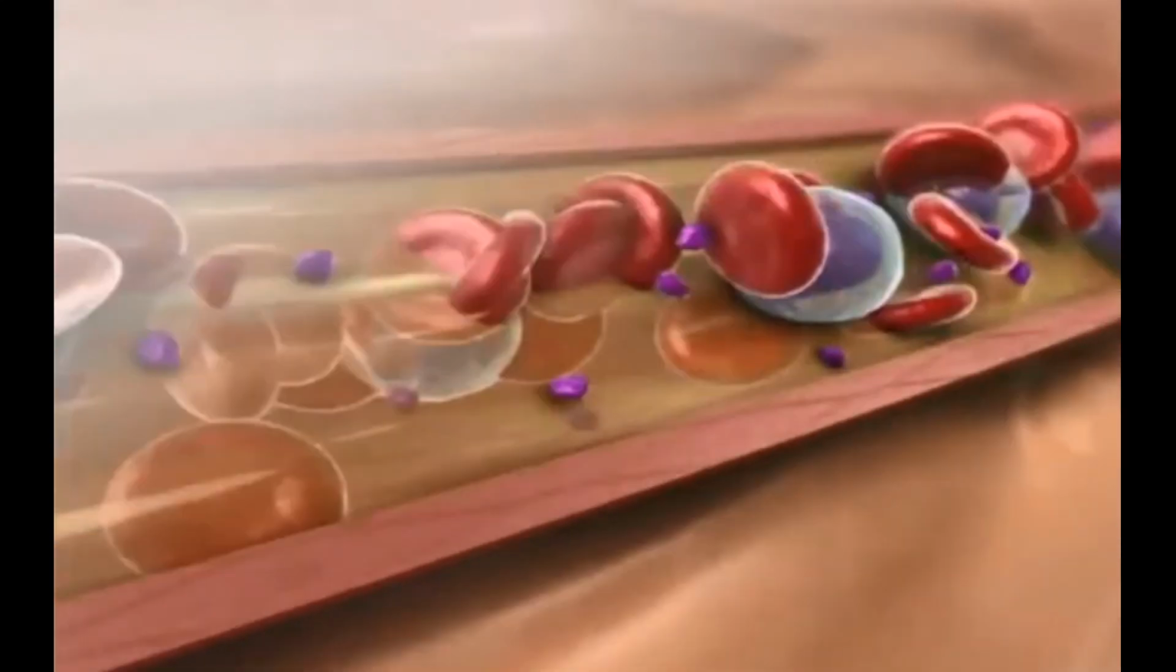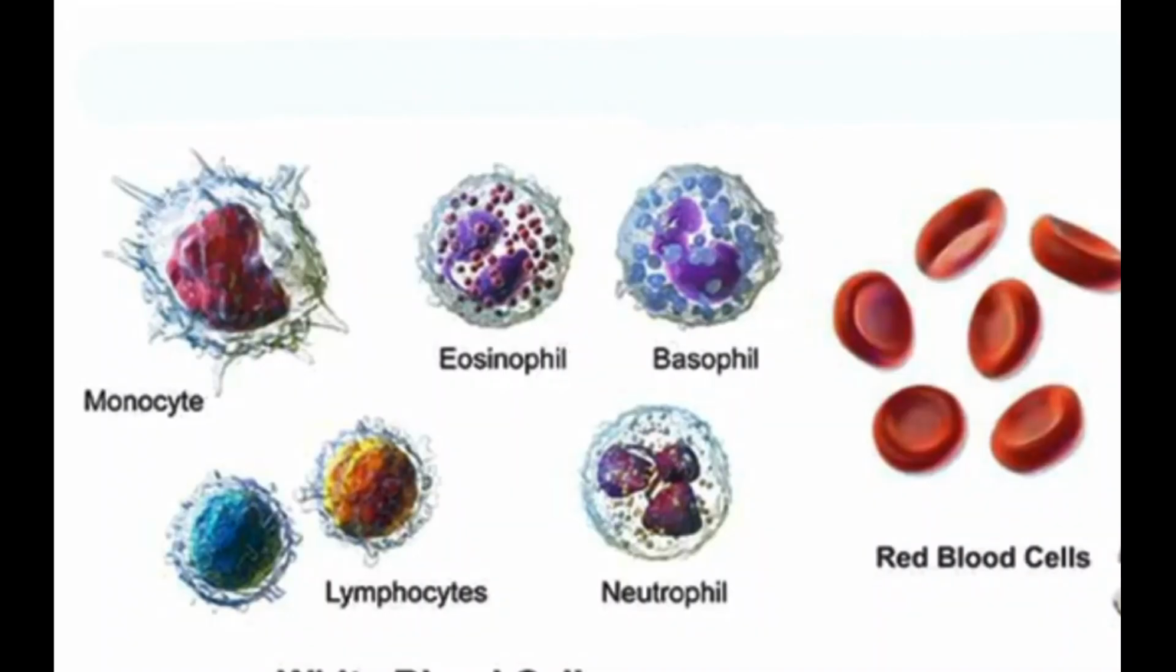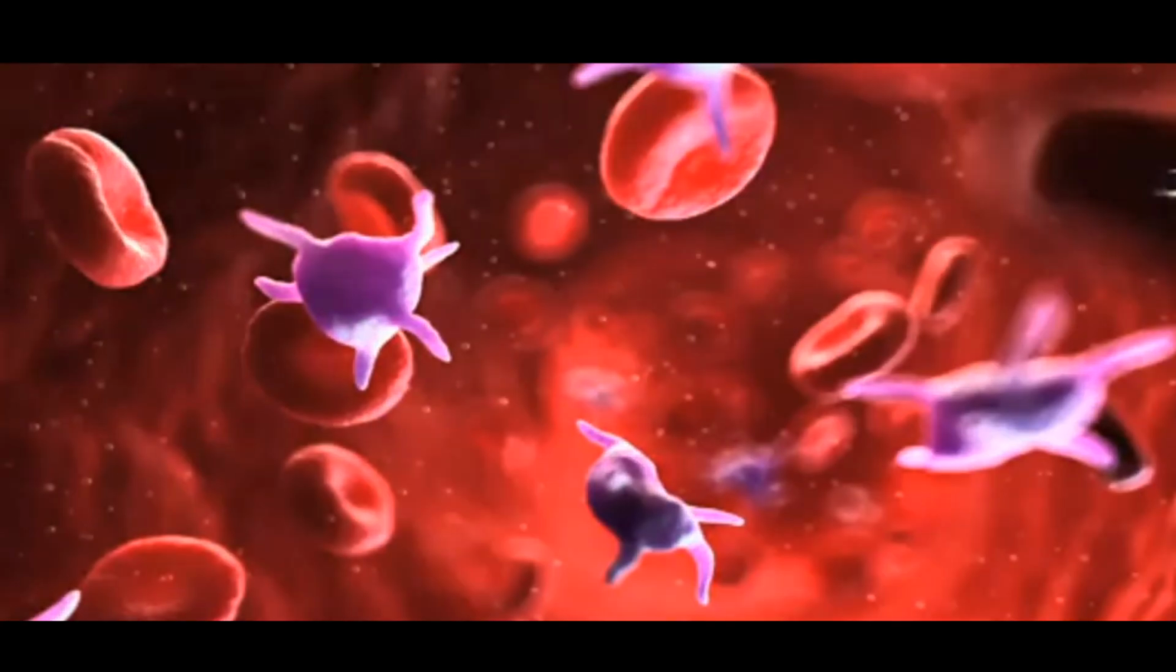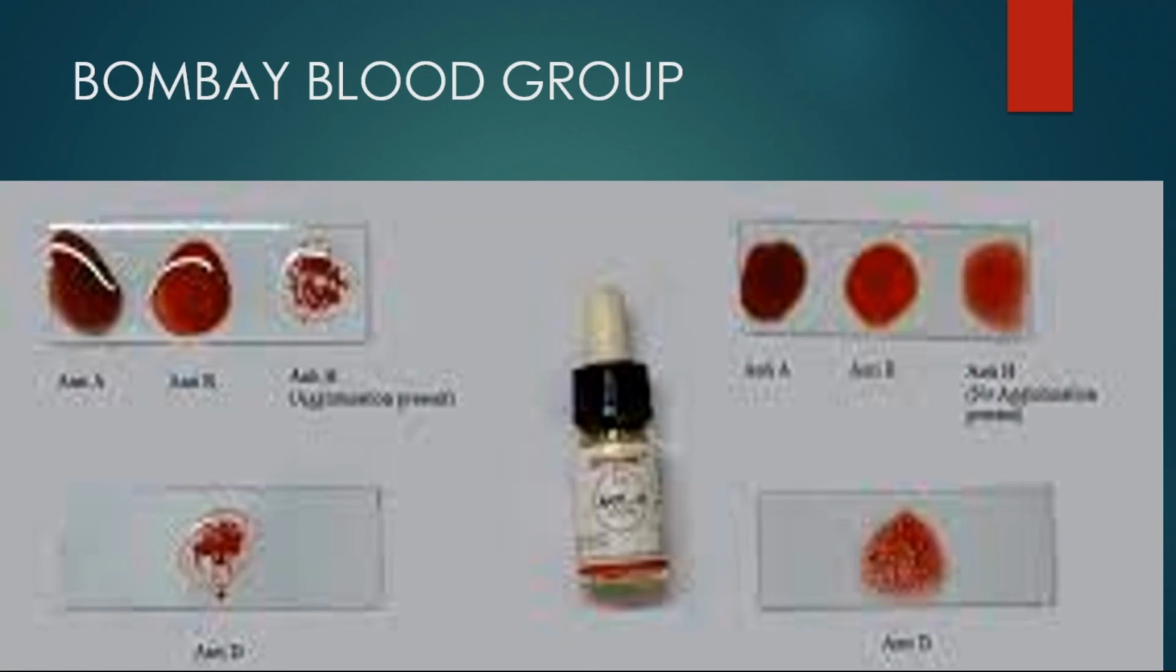In this lecture, we learned about the cross matching of red blood cells, matching of the plasma, and the cross matching of whole blood. In the next video, we are going to talk about Bombay blood group, a rare type of blood group that is found in less than 0.1% of the people.